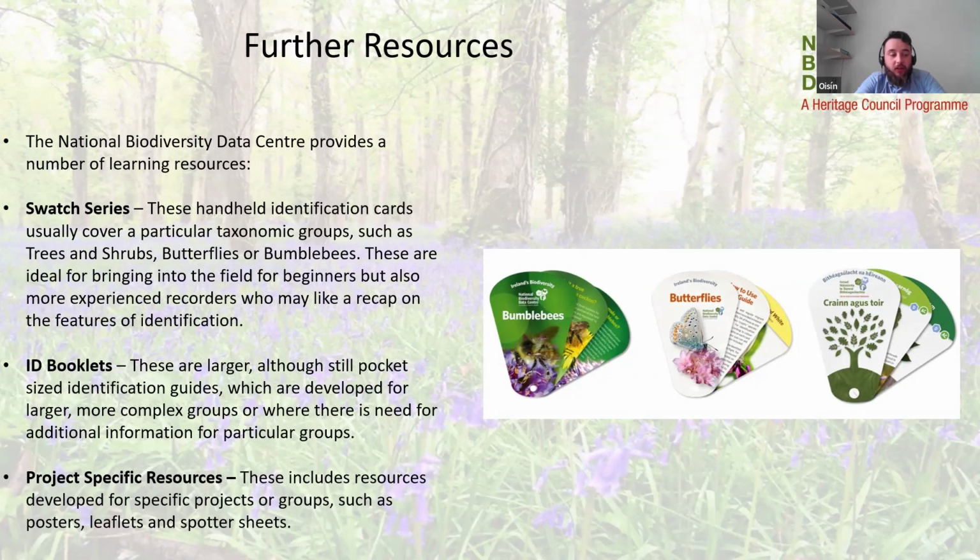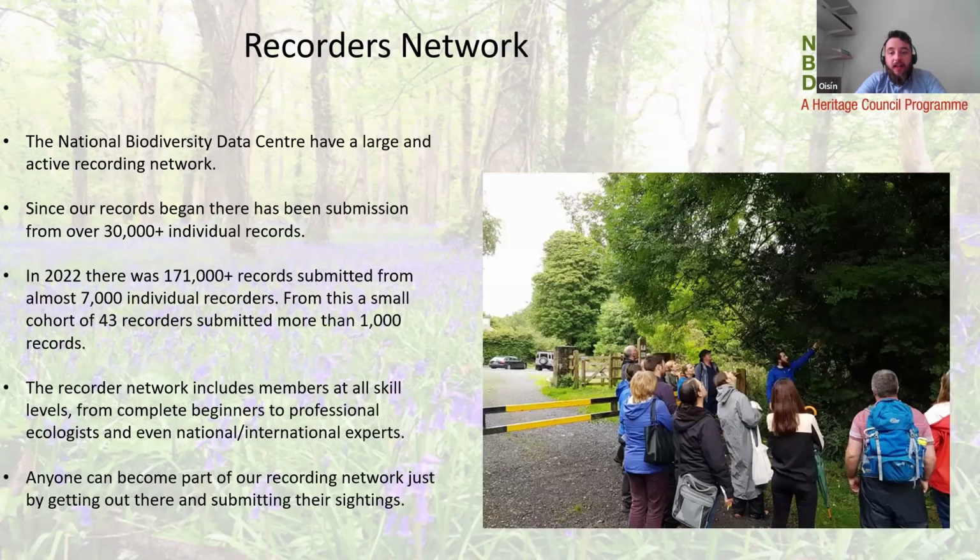If you have a particular interest in a taxonomic group or a project, there should be lots of information on it. As I mentioned, the 171,000 records: since records began, over 30,000 different individual recorders have submitted records. So there's a good turnover of people submitting, and we get a lot of one-off records as well. People submit once and then never submit again. That does happen quite a lot.